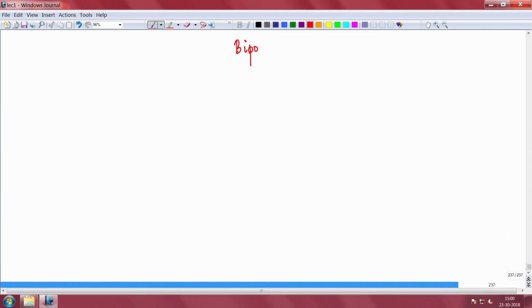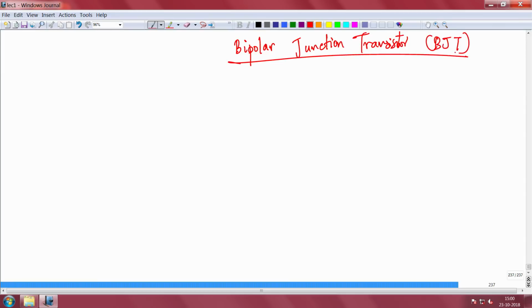BJT is a bipolar junction transistor. The word bipolar says that both electrons and holes will be there. It is called BJT, and this is one kind of transistor which essentially changes the profile of the carriers, so that you can tune how many carriers actually go down, how many do not go, and that way you control the current between two points A and B. A and B is controlled by the third point C.